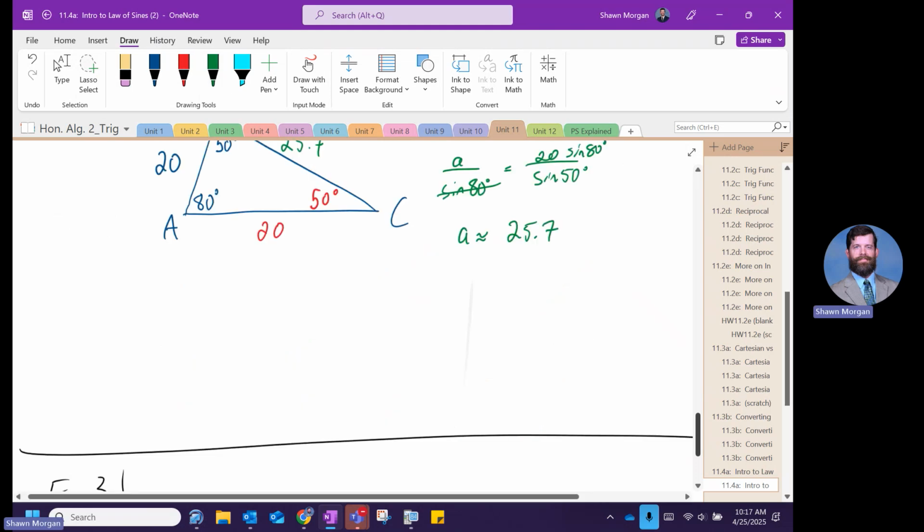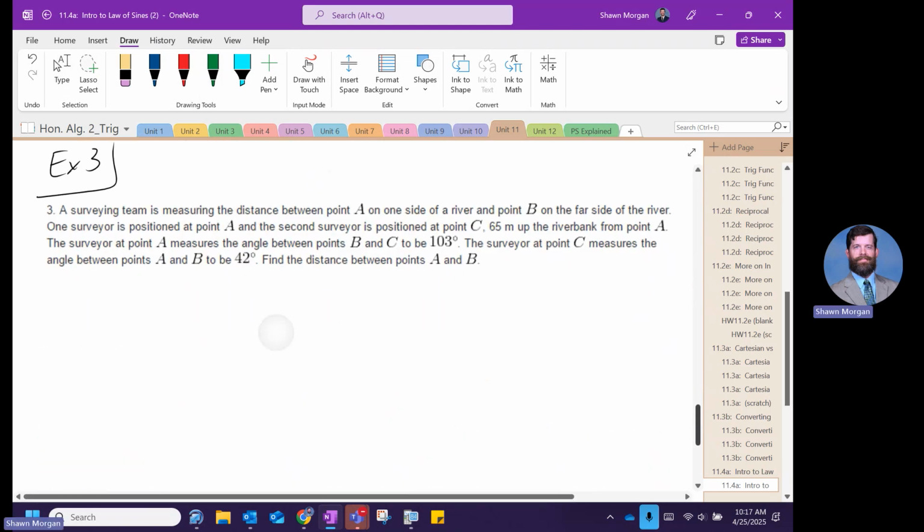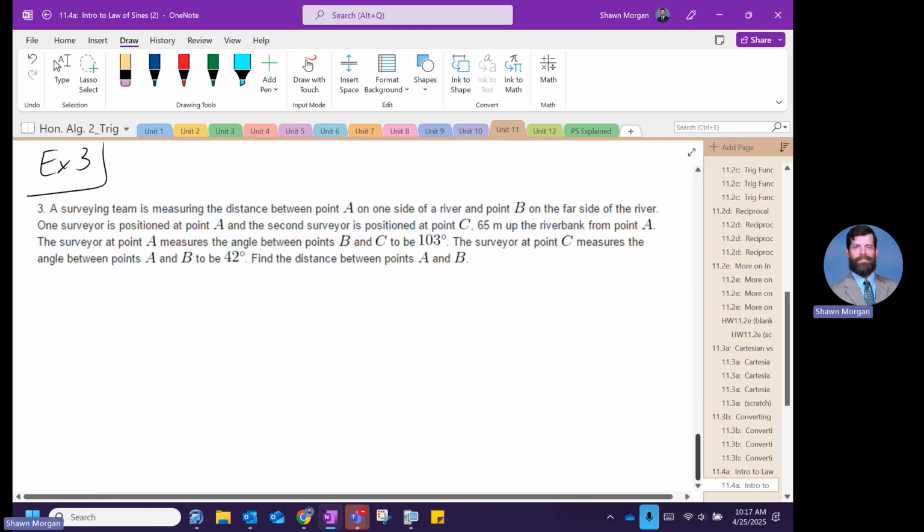Goodness gracious. Now, number 3 is a good old word problem. All right, so here's what you're going to do. You're going to make a drawing based on the word problem.